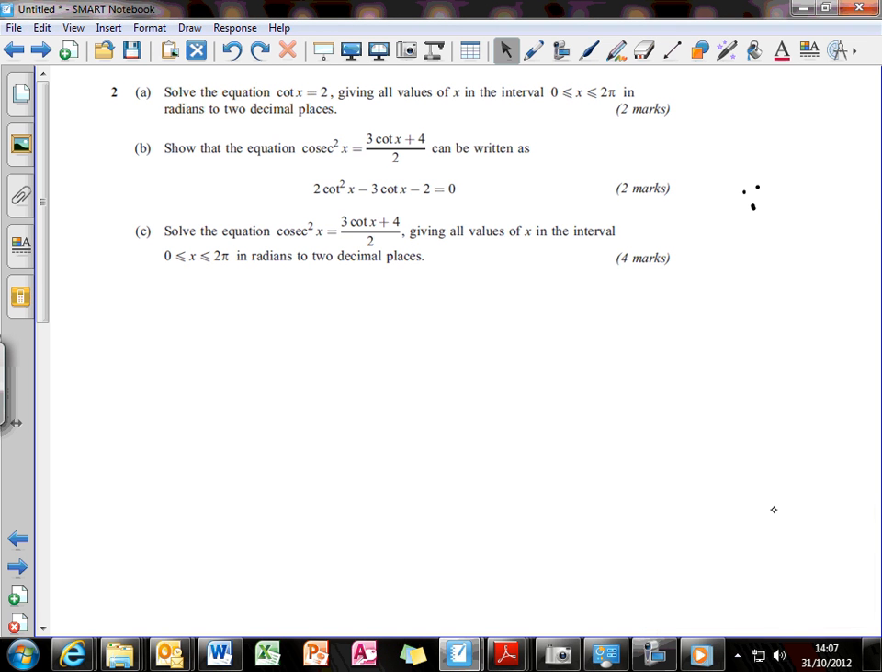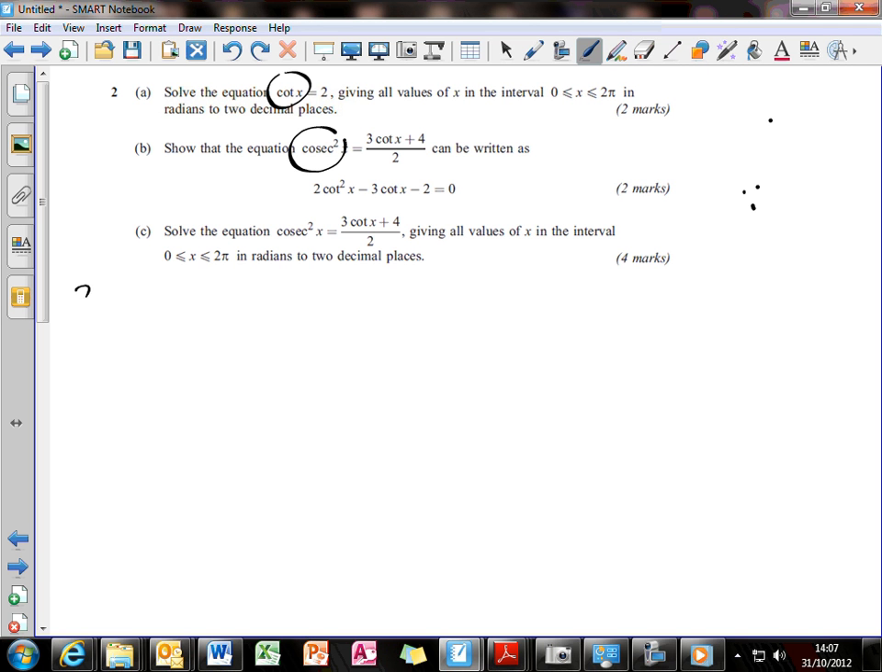Okay, so now we're going to look at question 2, which is a trigonometric equation question. The difference between the trig equations on C3 and C2 are these reciprocal functions, cot and cosec. They're the new things really, and there's a few more identities that you have to use to try and get around solving these.